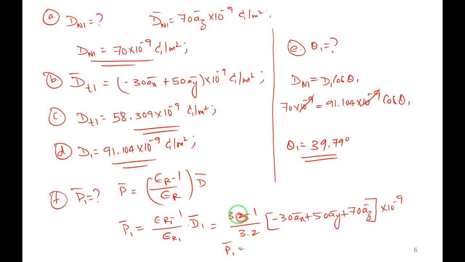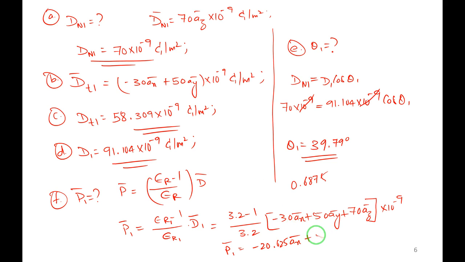So what I will do, I will just simplify this and I will multiply and directly write. First, 3.2 minus 1 is 2.2. 2.2 divided by 3.2, this quantity I am getting as 0.6875. I will multiply and directly write, right? So 0.6875 into 30, I am getting as minus 20.625 ax, then plus I will multiply 0.6875 into 50.